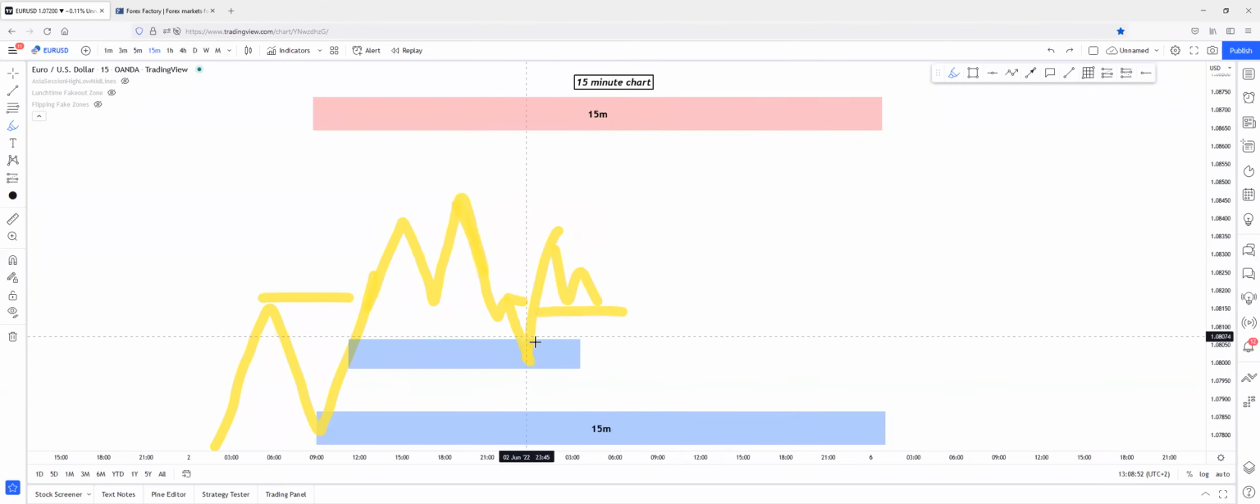So if price creates this 5-minute zone tap and 1-minute change of character and the good entry criteria, the main thing right here is the good entry criteria. You have to wait for a good entry criteria every single time. You don't want to enter in a low probability setup. You don't want to force yourself into bad setups. You want to wait for a good entry criteria.